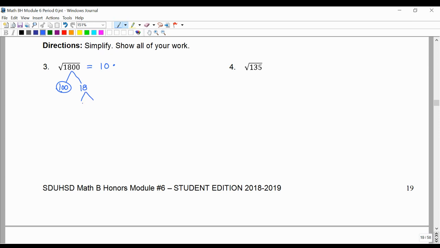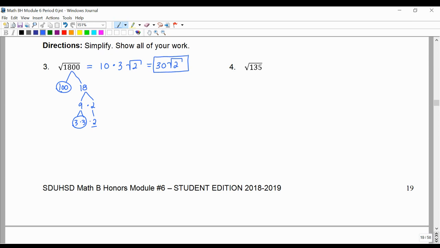So 18 is 9 times 2, and I found a perfect square, or if I'm not convinced, I keep going. And there is my pair of threes. Again, I could have just circled the 9 here, and I put one representative here, and there is a 2 left over. And so what is considered my simplified answer, or answer in simplest radical form, is 30 root 2.